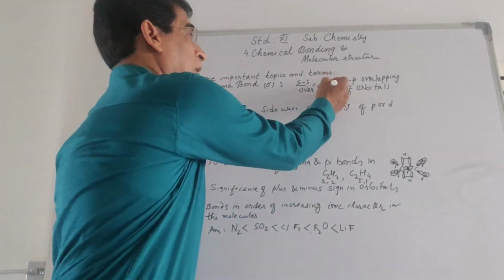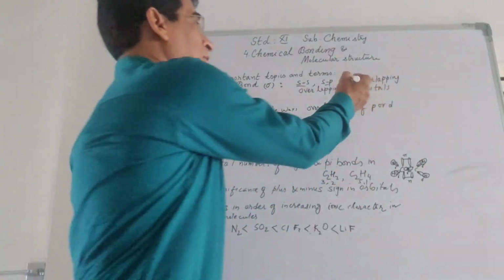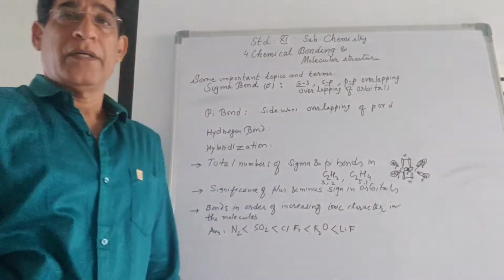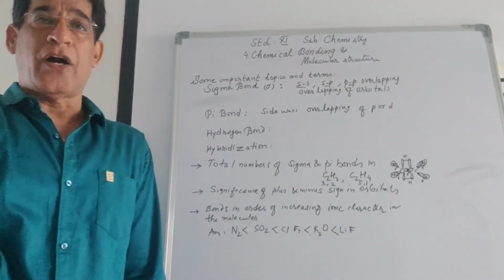s-p and p-p overlapping along the orbital axis are sigma bonds.